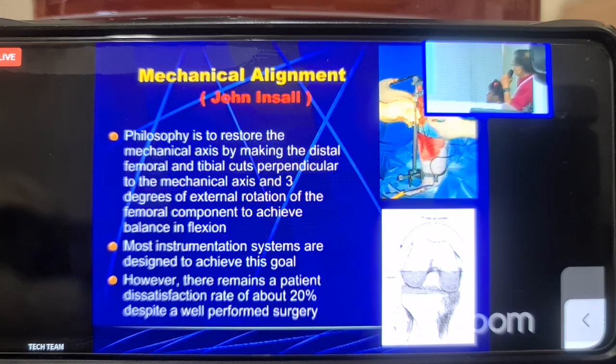However, there are about 20% patients who are not happy despite a perfectly done surgery and despite perfect x-rays. The reason this has been criticized is that these are measurements in a static frame. Although they look very good in extension and in 90 degrees of flexion, when you look at it throughout the range of motion, there is a slight imbalance. They are in balance when they are static, but not in balance when they're in motion.